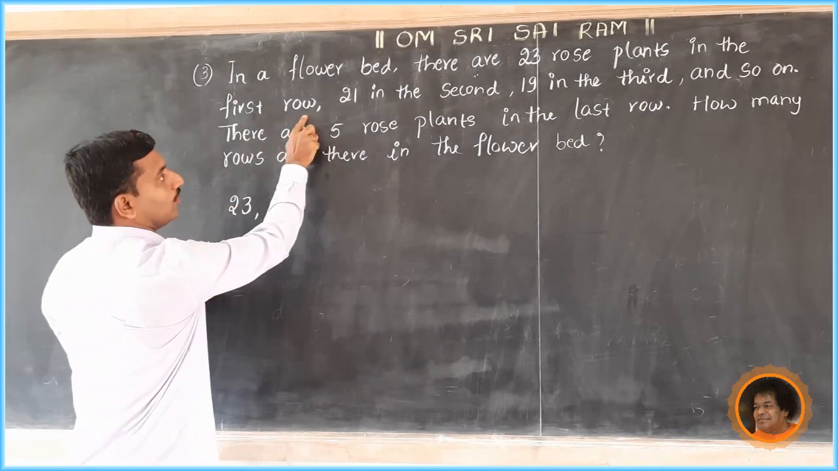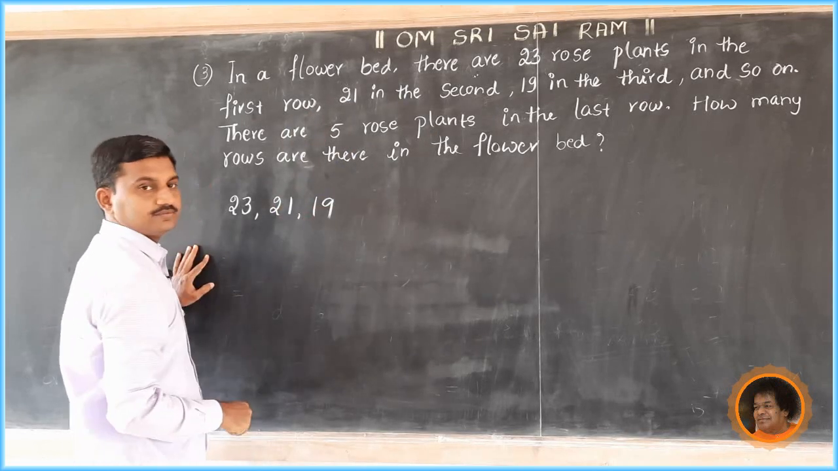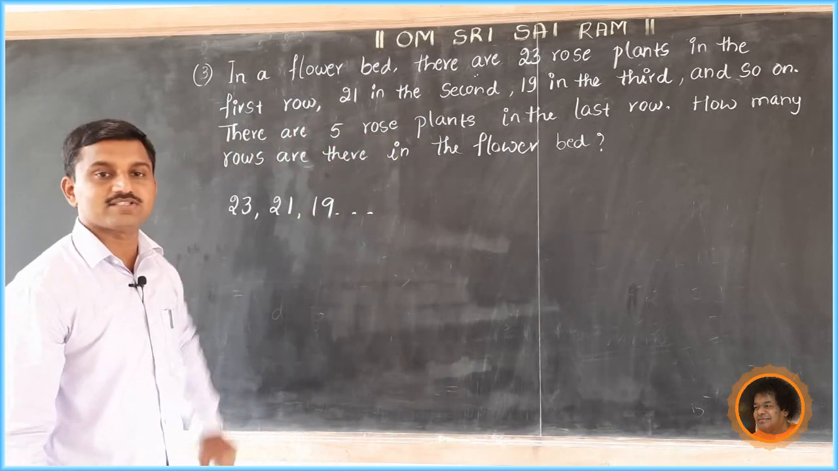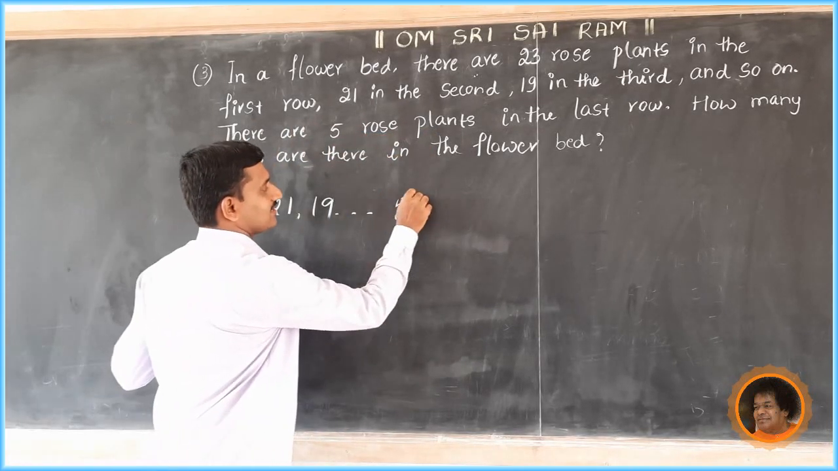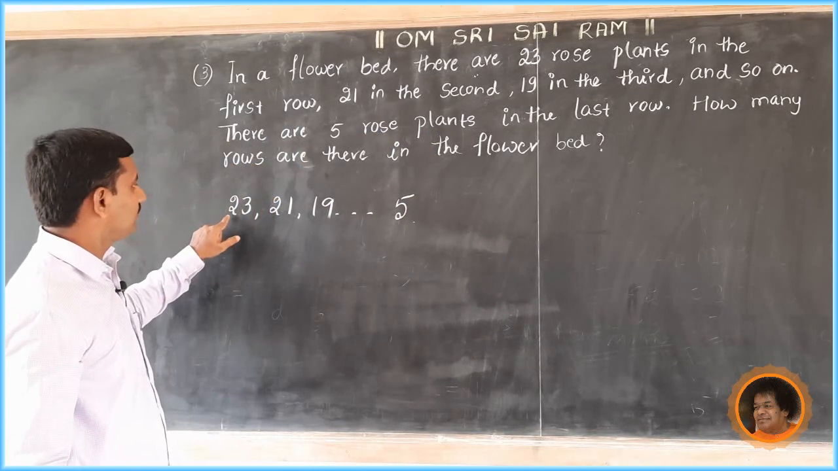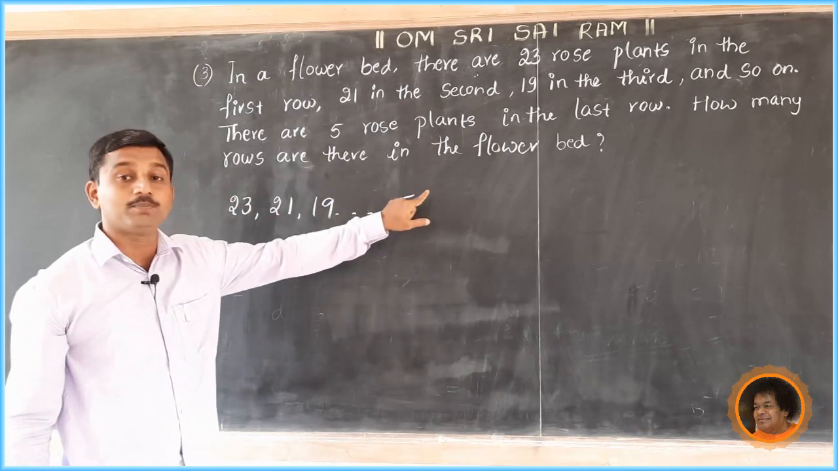In the second row, 21. In the third row, 19. And so on. There are 5 rose plants in the last row, so the last term is 5. 23, 21, 19, and so on up to 5.